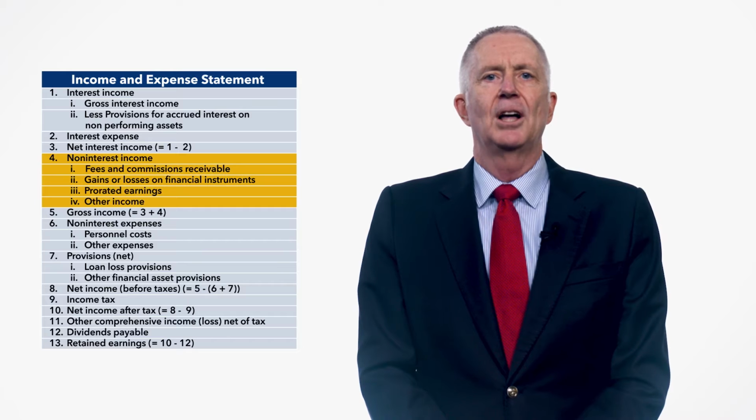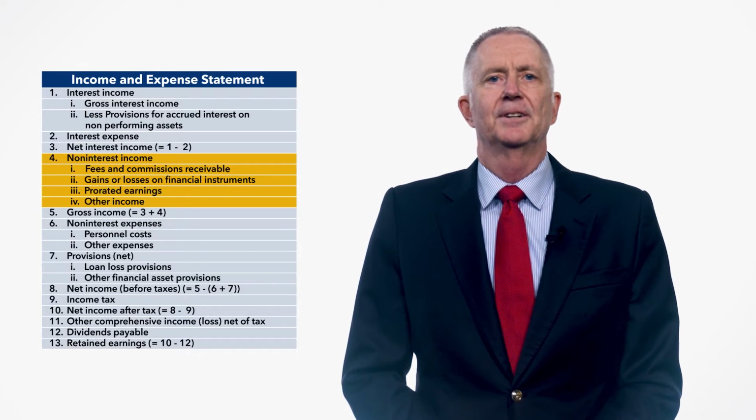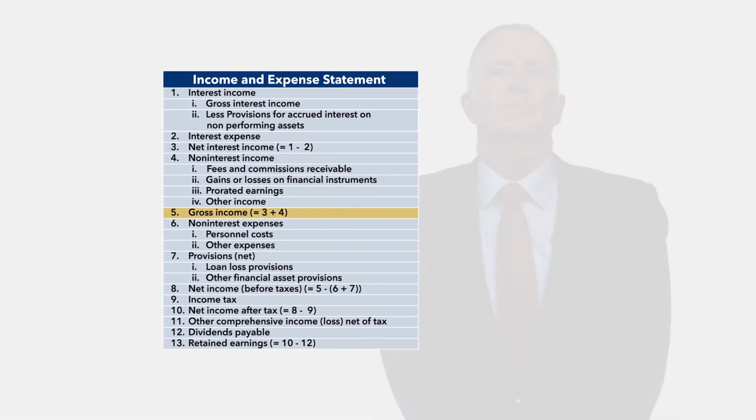Non-interest income, line 4, includes all other income earned by deposit takers. Compilers will map the typically much more detailed financial statement data obtained from supervisory sources to the 4 subsets of non-interest income prescribed by the 2019 FSI's Guide. Gross income, line 5, is the sum of net interest income, line 3, and non-interest income, line 4.